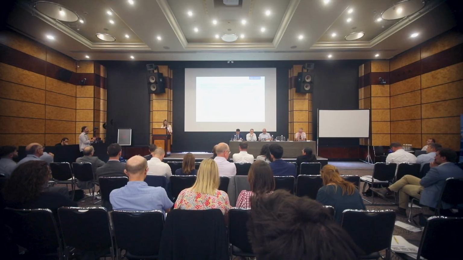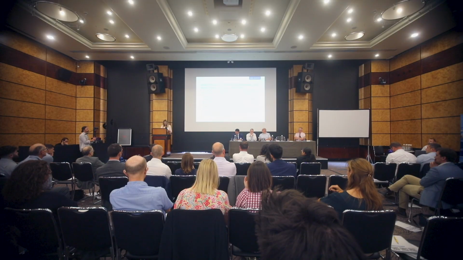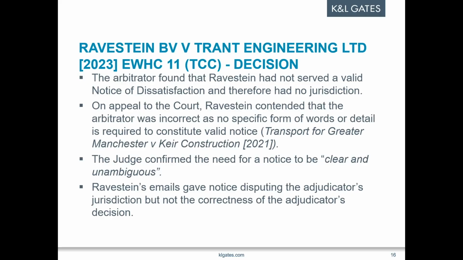A further factor actually that was relevant in that case was that the email was sent to the adjudicator and only copied to Trant, and the contract actually requires the notice to be sent to the other party. So again, this judgment really highlights the critical importance of ensuring that a purported notice of dissatisfaction is clear and unambiguous, and as a consequence of this not being the case, the adjudicator's decision will become final and binding, and you may therefore by default have to pay a lot of money.